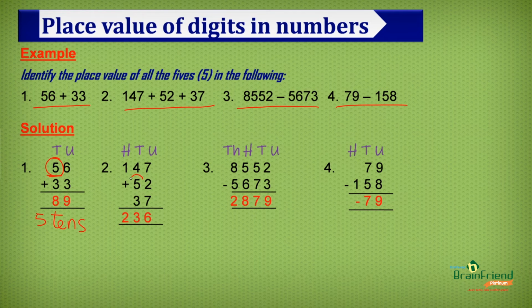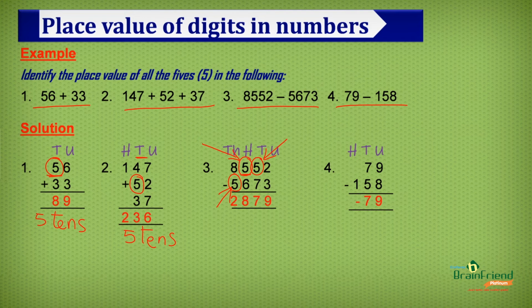Here, we have another 5 under the tenths position. You can see it's under the tenths position. So, we have 5 tenths as well. In this question, we have 3 5s. 1, 2, 3. So for this first 5, the position is 100. And for the second 5, the position is 5 tenths. And then for this last 5, the position is 5 thousandths.